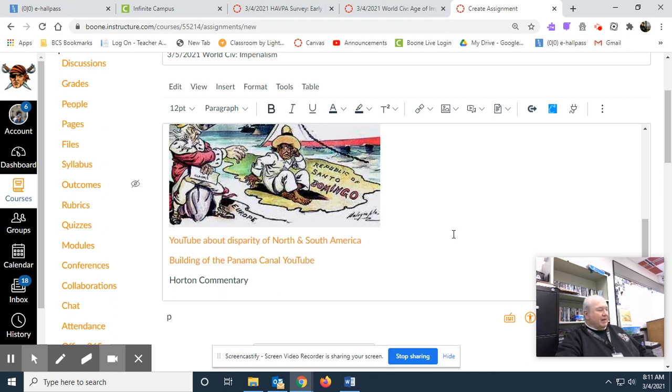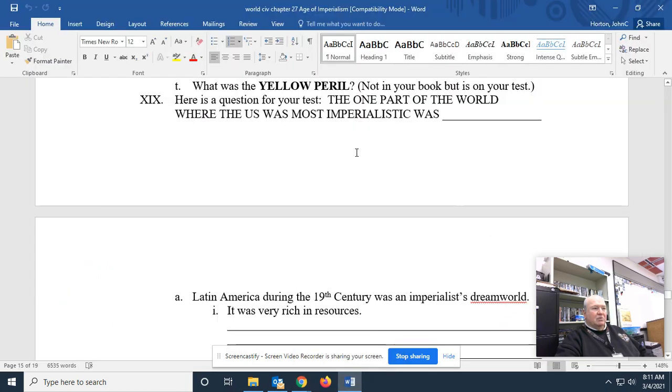And I love this country. I think this is the greatest country on earth. But I think that as an historian, you have to try to be accurate. And so let's get to it, shall we? So here's a tech question. The one part of the world where the United States was most imperialistic was Latin America. Once again, south of the Texas border.